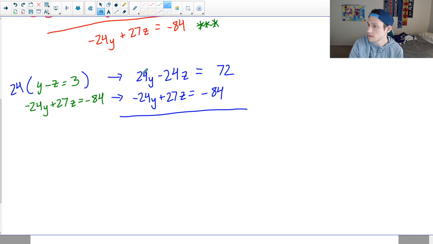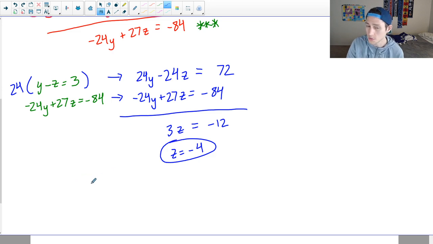And I'll add them together. 0 for the first column. Negative 24 plus 27, 3z equals negative 12. Divide by 3. z equals negative 4. So that's a third of my answer, right? Because I need x and y and z.